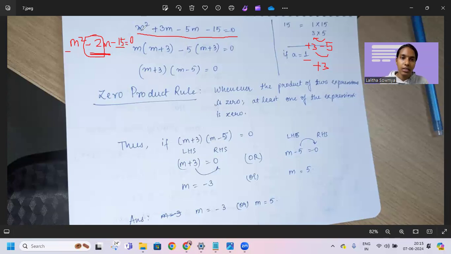Now let's take common factors from these pairs. M is common in the first two terms, and minus 5 is common in the last two. So we get m into m plus 3, minus 5 into m plus 3. Now taking m plus 3 common, we get m minus 5 as the remaining part. Now how to get the values?